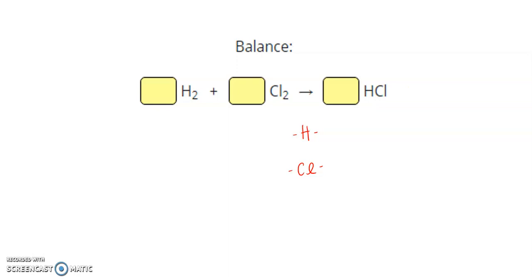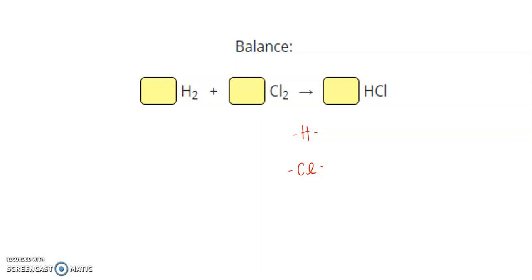Now, there are some things we can do and some things we cannot do. We cannot add a subscript. So, for example, we cannot do this. Can't do that. We can't change this guy. We can't cancel that out. Can't do that. What you can do is add a coefficient. That's a number in front of your compound. So we're going to need to figure out what coefficients to put in these boxes to make this equation balanced.